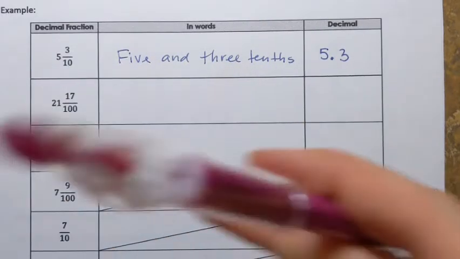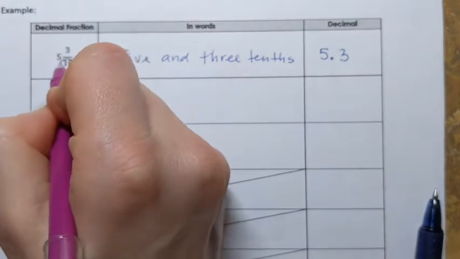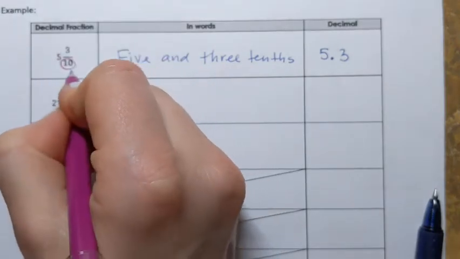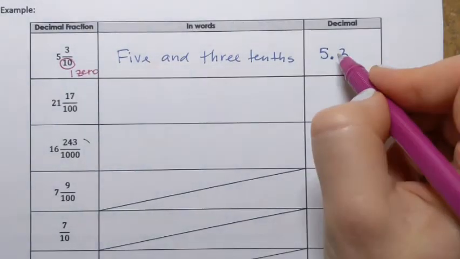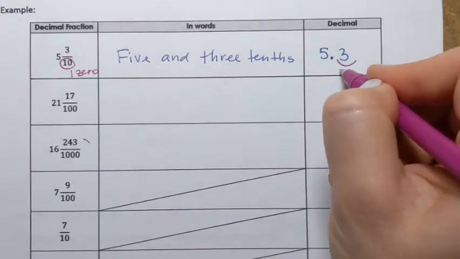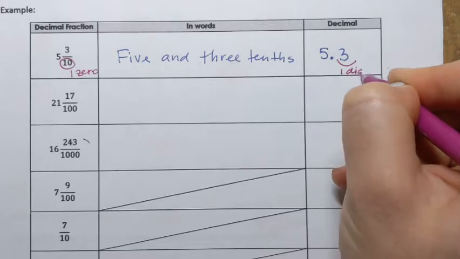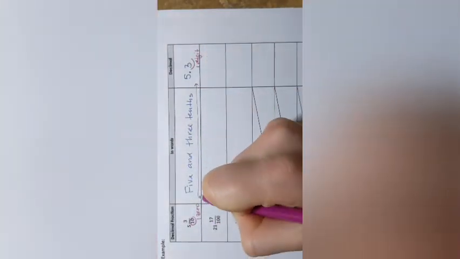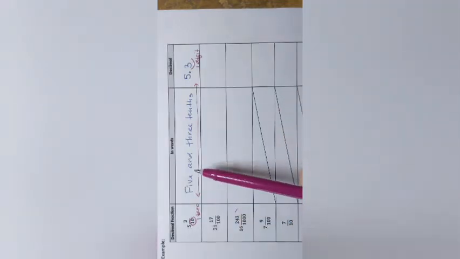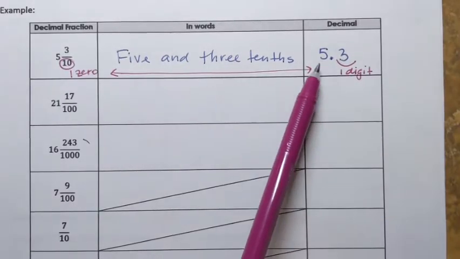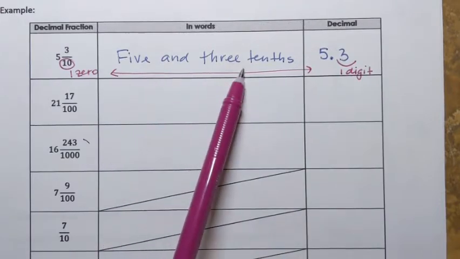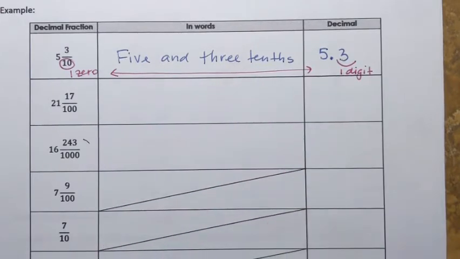So this denominator has 1 zero. Well, this decimal has 1 digit. And if we think that way, we can connect those two, the decimal fraction and the decimal. By the way, we read both of them the same way. This decimal is pronounced as 5 and 3/10, the same way. How about the next one?